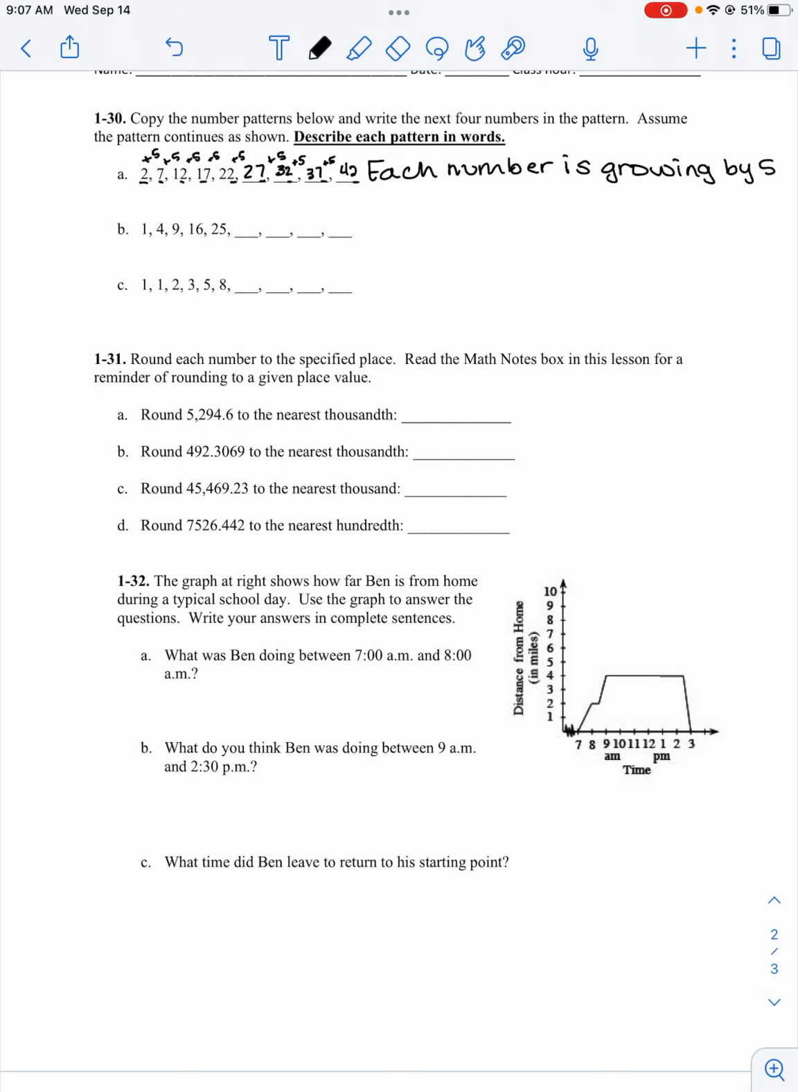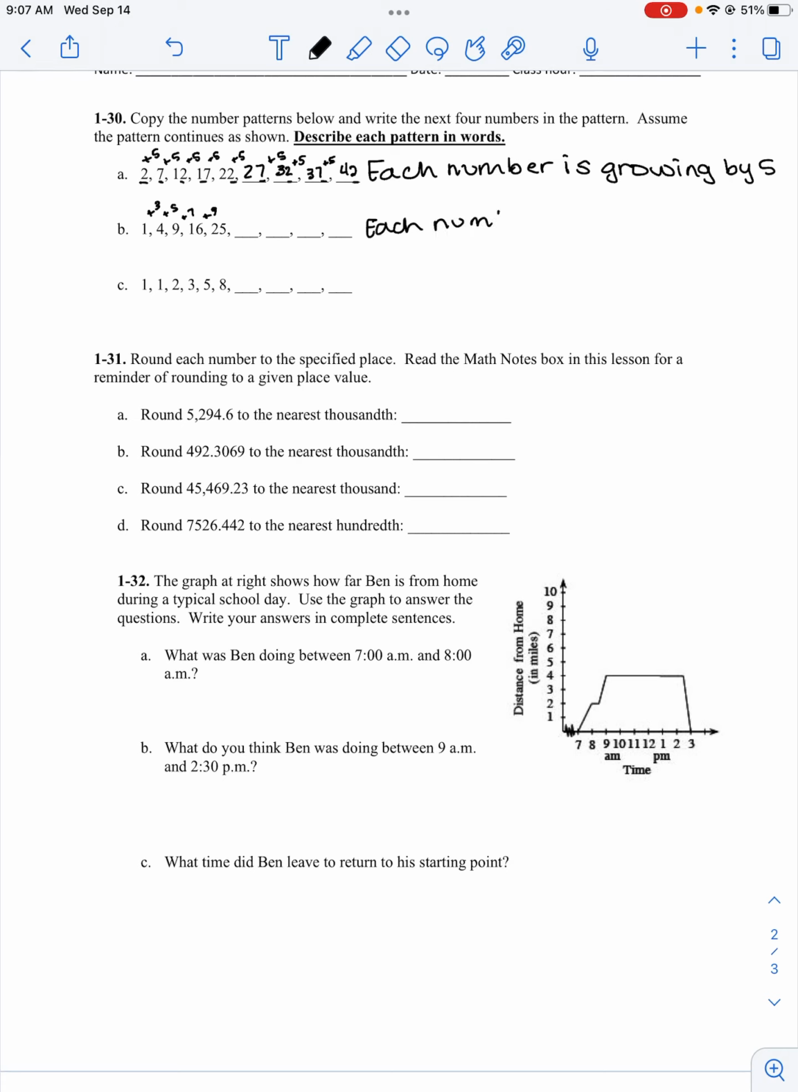Okay, part B, 1 to 4. Well, I know it's adding 3. 4 to 9 is adding 5. 9 to 16 is 7. 16 to 25 is 9. What is going on? So if I look, 3, 5, 7, 9, it's growing.